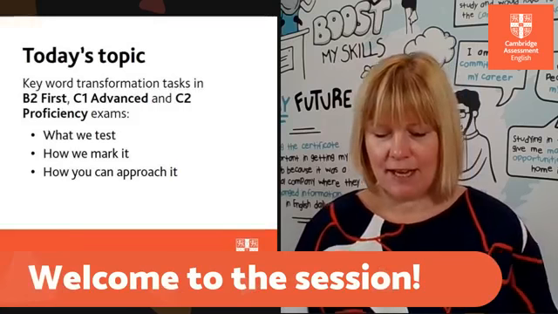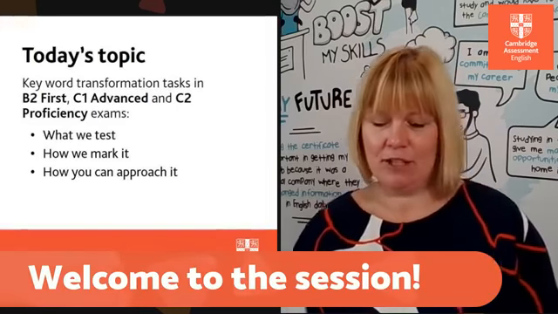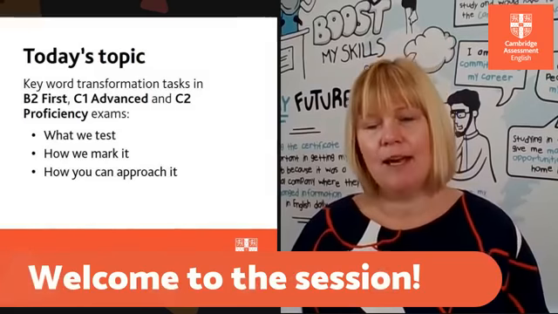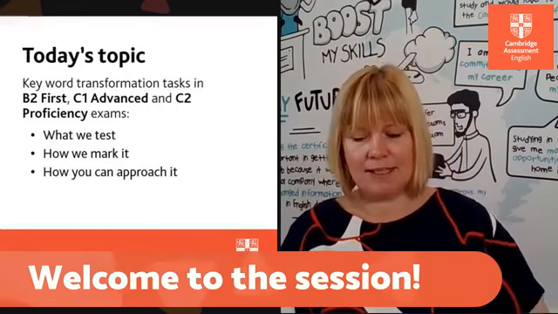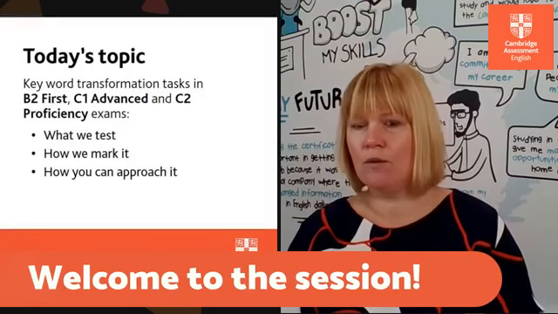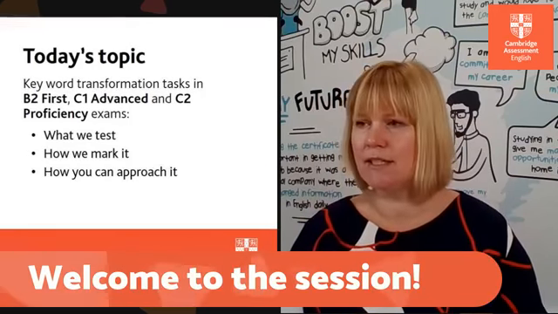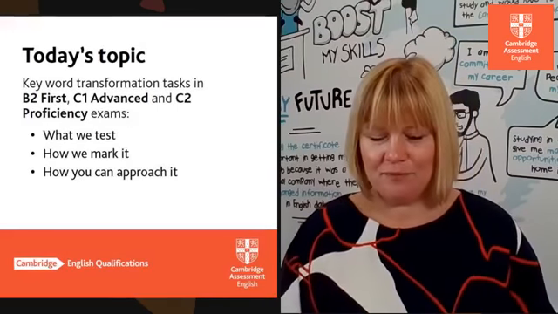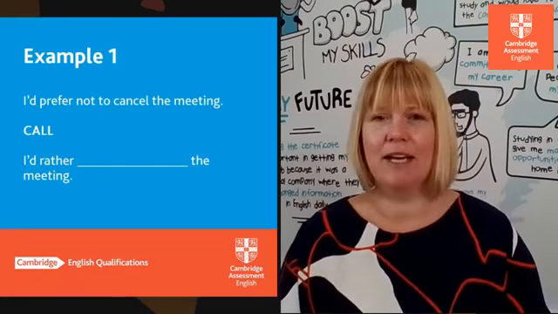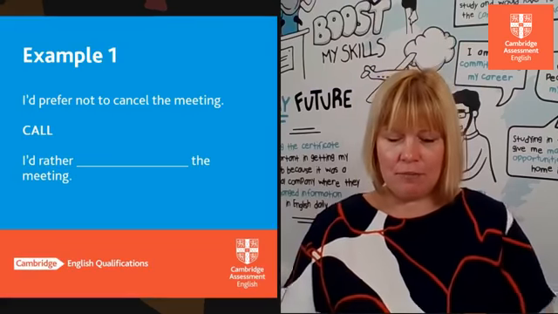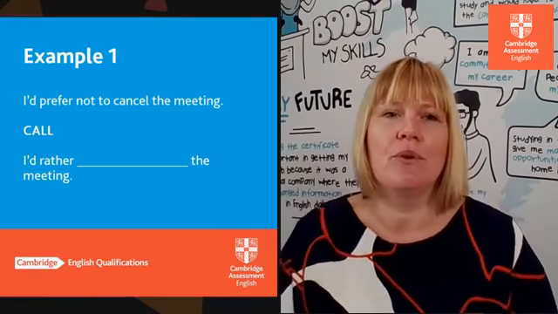Yeah, all right. In the keyword transformation task, we are testing both vocabulary and grammar. So why don't we start by looking at an example? As I said, this example is from our B2 First exam. I'm really sorry, Sarah, I can't see it. Okay, sorry. And all the examples we're looking at today are from the B2 First exam. Sorry about that. So here's our first example.